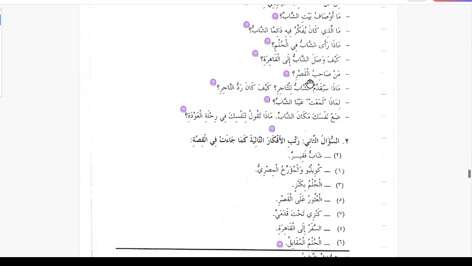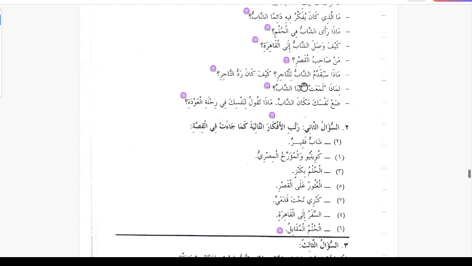Man sahibul kasri, who is the man of the palace? He was a merchant. Kana tajiran, he was a merchant. Maza sayukaddimu shabu li tajiri, what the young man offered to the merchant. Kaifa kana raddu tajiri, how did he respond? What did he offer and what did he respond?